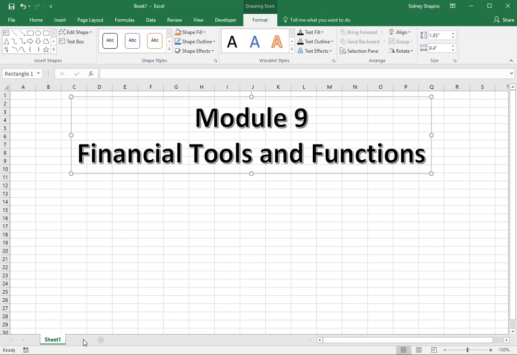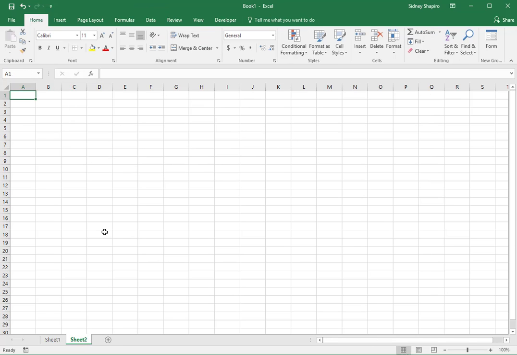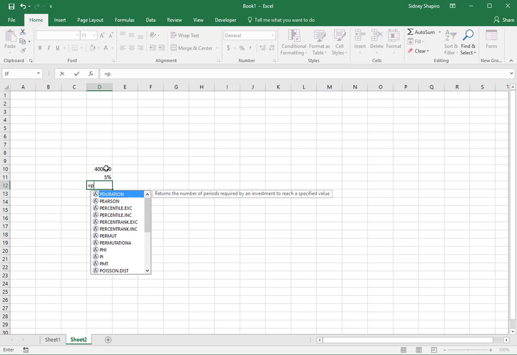Okay, so let's start off this module by doing the calculation with the payment function on 532. It says that Ryan's company borrows $400,000, and that is at 5% annually. And he's going to repay it quarterly. Okay, so basically we do equals PMT.